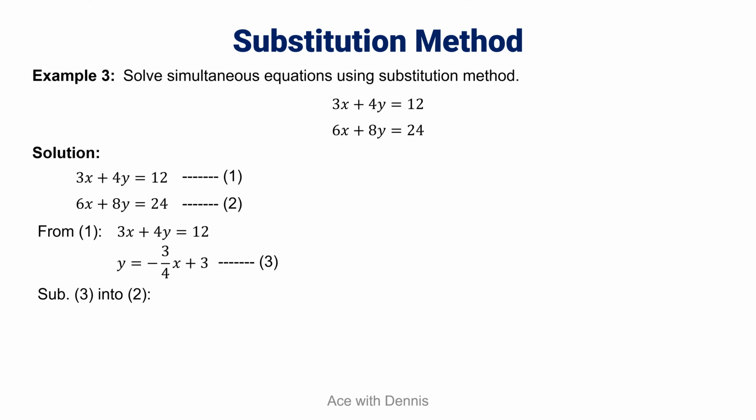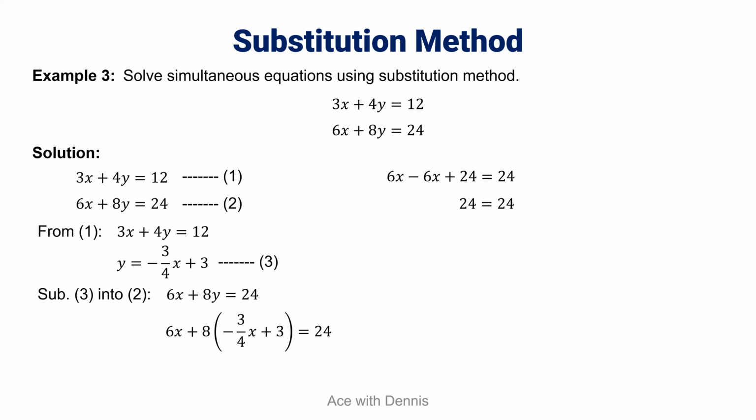After that, I substitute equation 3 into equation 2. This is equation 2, 6x plus 8y equals 24. So substitute y to be negative 3 over 4x plus 3. Expand the bracket, I have 6x minus 6x plus 24 equals 24. As you can see here, it becomes 24 equals 24. So again, both x and y are eliminated.